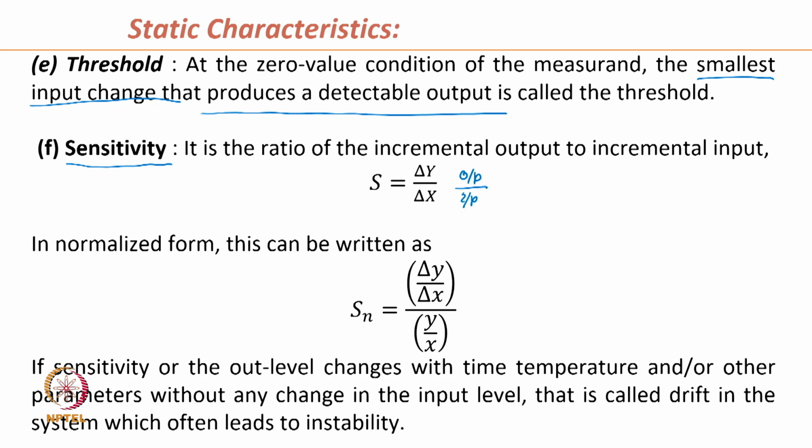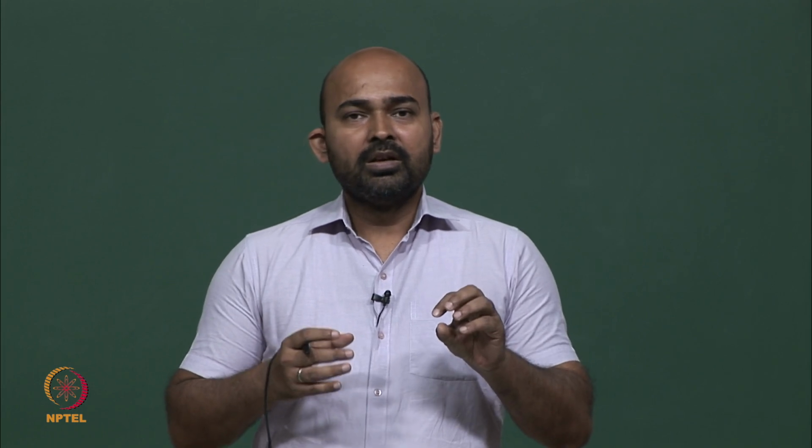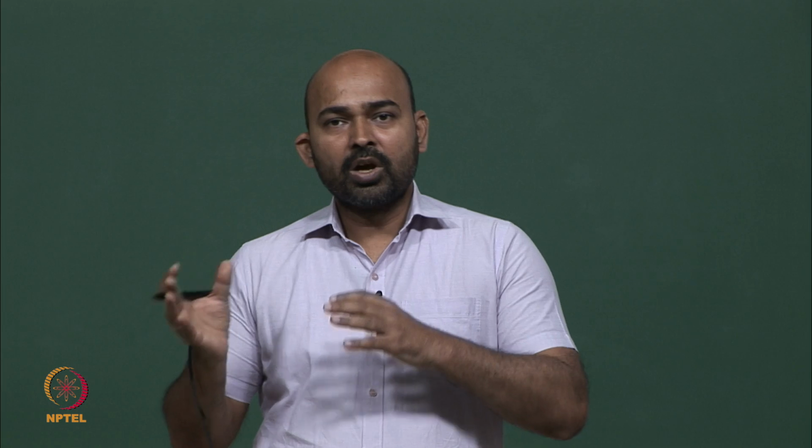In other words, the sensitivity is, for a unit change in the input, how much output is being produced by the sensor. So, the sensitivity is the term which we want to have more and more. For a unit input, if the sensor can produce more output, that will be good, or the sensitivity will be very high.